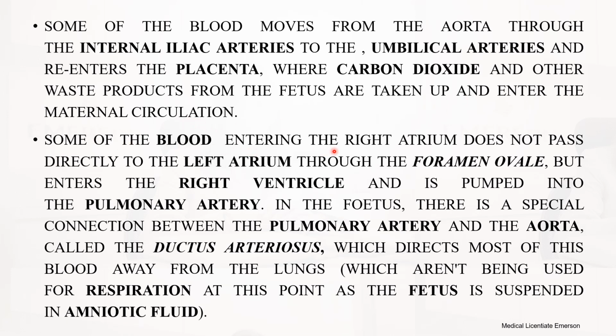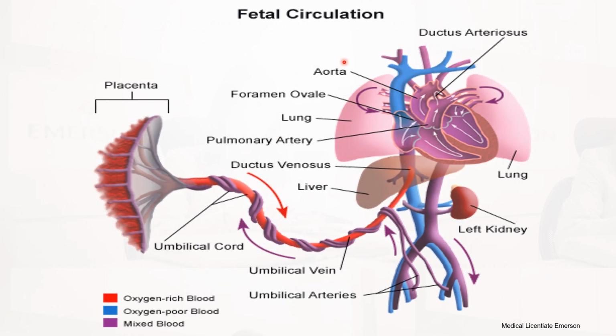Then some of the blood entering the right atrium does not pass directly to the left atrium through the foramen ovale, but enters the right ventricle and is pumped into the pulmonary artery. Then in the fetus, there is a special connection between the pulmonary artery and the aorta, which is called the ductus arteriosus, which directs most of this blood away from the lungs, which aren't being used for respiration at this point, as the fetus is suspended in amniotic fluid. Previously, I think we even explained most of this.